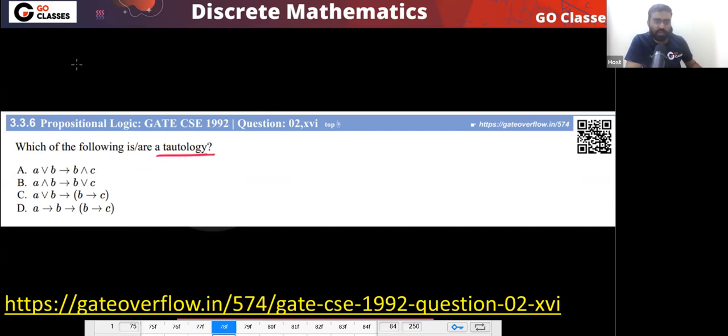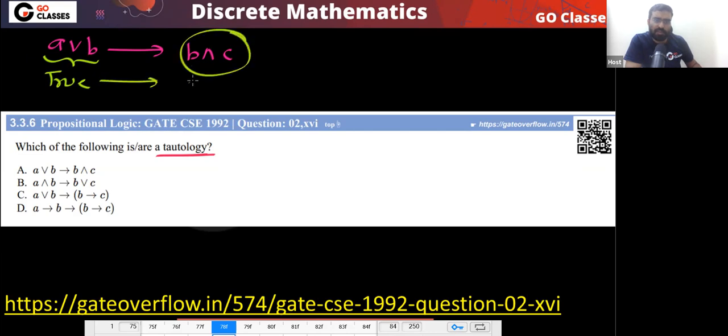This is very intuitive. You tell me: if A or B is true, then can you say B and C will be true? Very intuitive. If A or B is true, can you say B and C will be true? Tell me, if this is true, can you say this will be true? The answer is no. Yes or no? If A or B is true, then we cannot say B and C will be true.